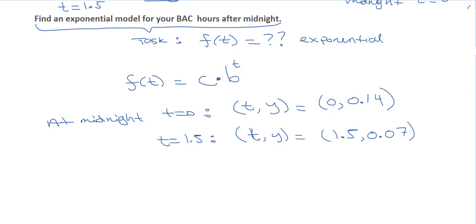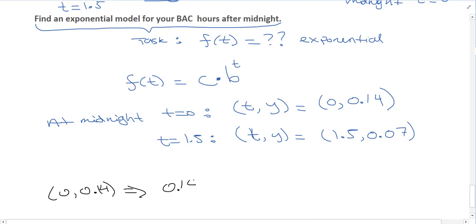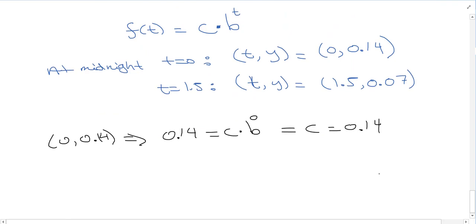All right, so now we can work with these numbers. So with the 0.0 and 0.14, that means we're going to have f of t equals c b to the t. So I'm going to have 0.14, the y value, equals c times b to the 0, because t is 0. So that lets me know that c is 0.14.